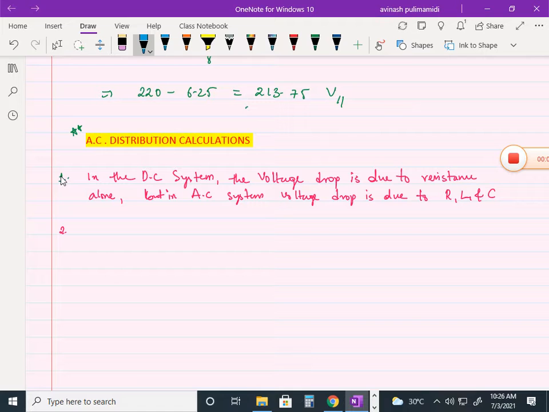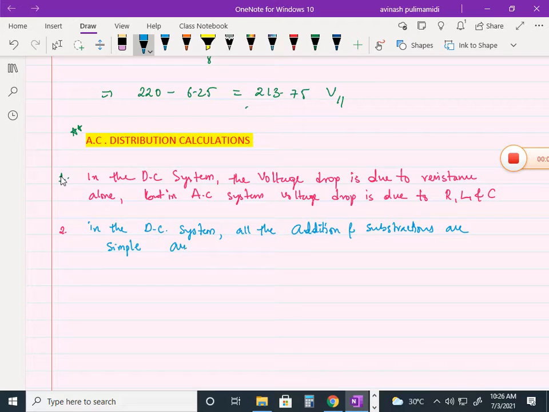Next point. In the DC system, all the addition and subtractions of currents are simply arithmetic calculations.